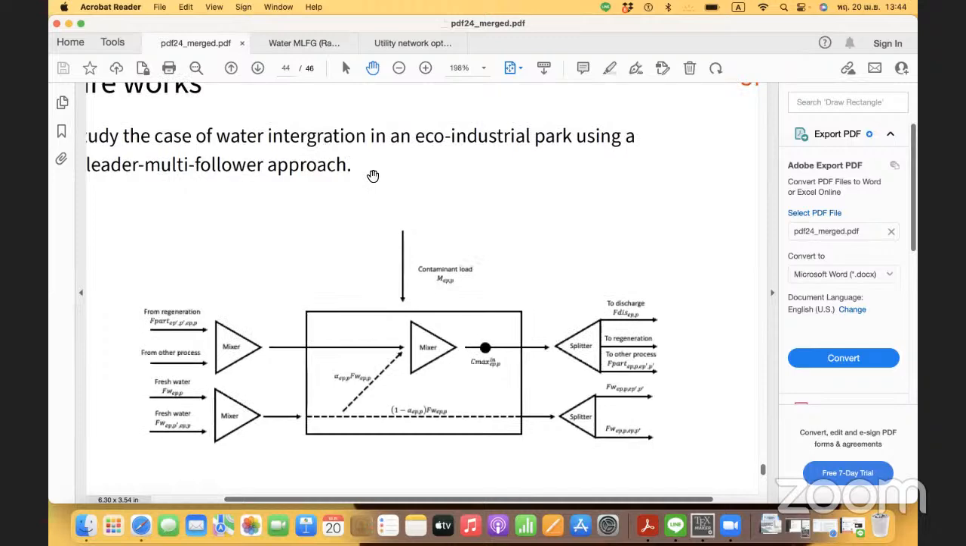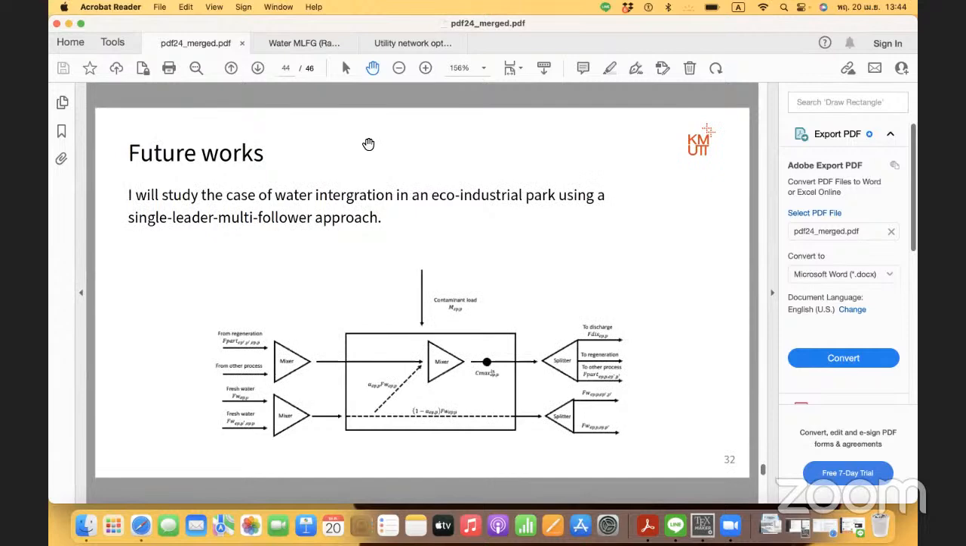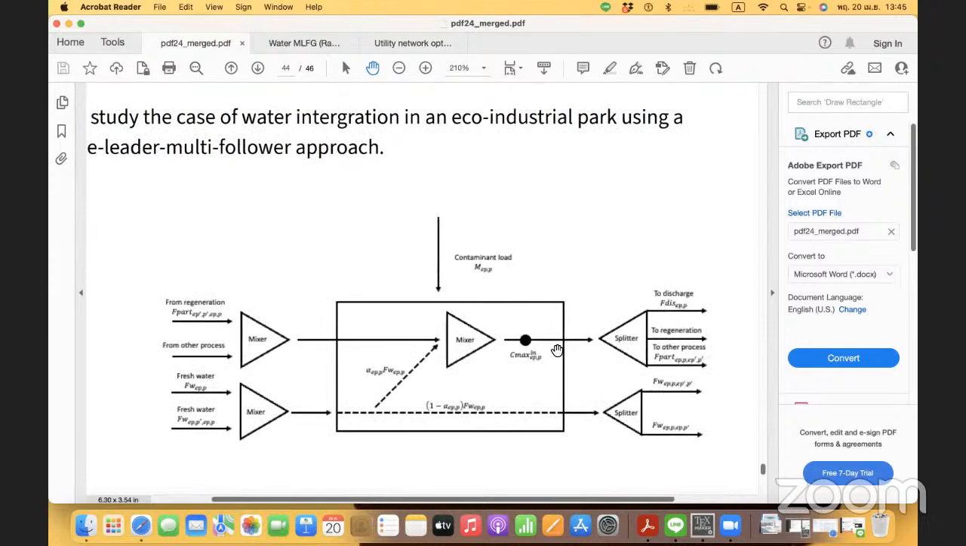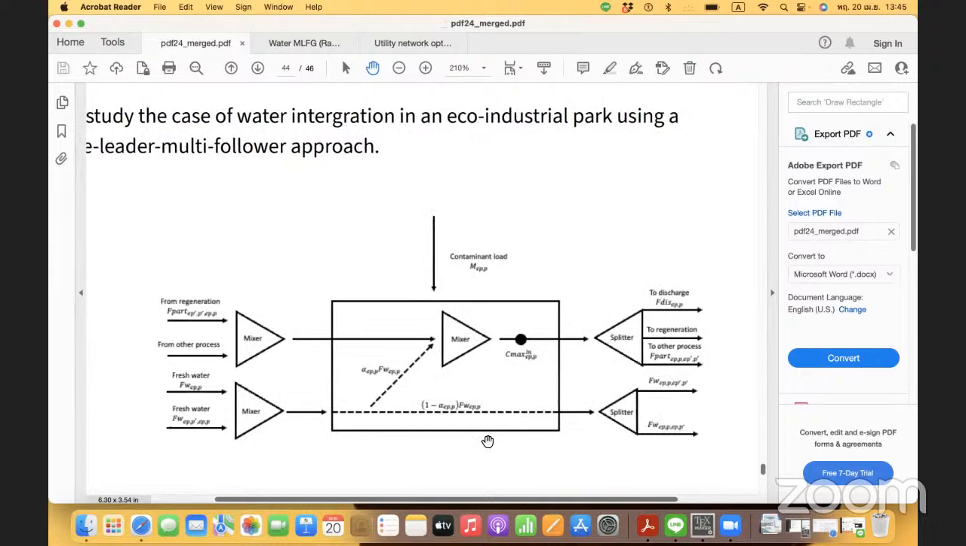In the works I presented, we consider all of the problem; it's a general problem of the industrial park. Yes. You can see on the right-hand side, we have two mixers for input here, and we have a mixer in the middle of the process, and we want to consider contaminants. So your target is to model this kind of scenario and try to solve it. Yeah, but now I start from single leader multi-follower. Maybe next we want to have more regeneration units.